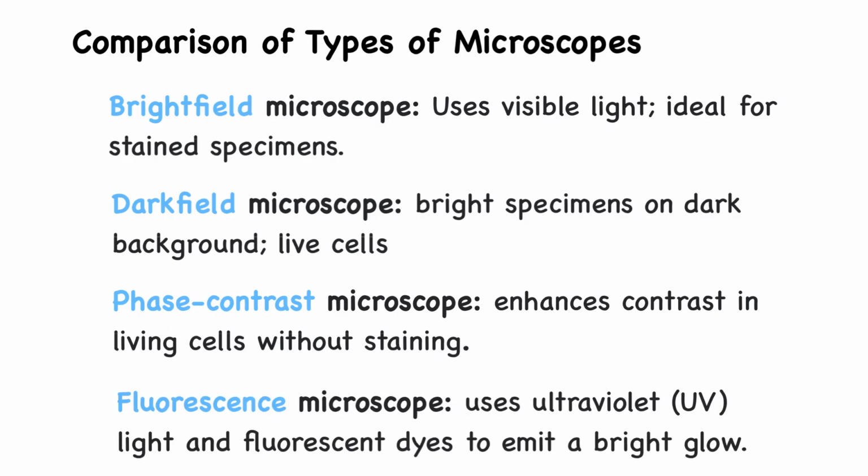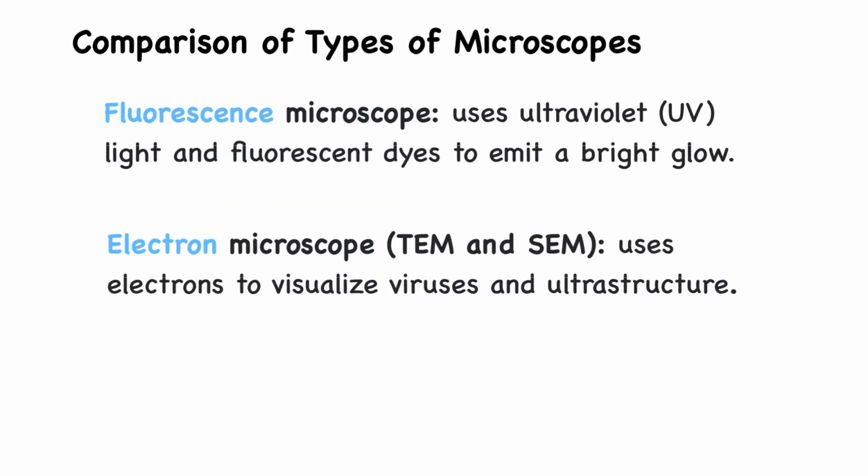The fluorescent microscope, which shines ultraviolet light onto specimens that have been treated with fluorescent dyes. This makes them emit a bright glow, and it is essential in diagnosing infections and visualizing cellular structures. And then there's the electron microscopes, where we can have transmission electron microscope or scanning electron microscopes, and these use electrons instead of light, allowing us to see viruses and ultrastructure, so the finest of all microscopes.